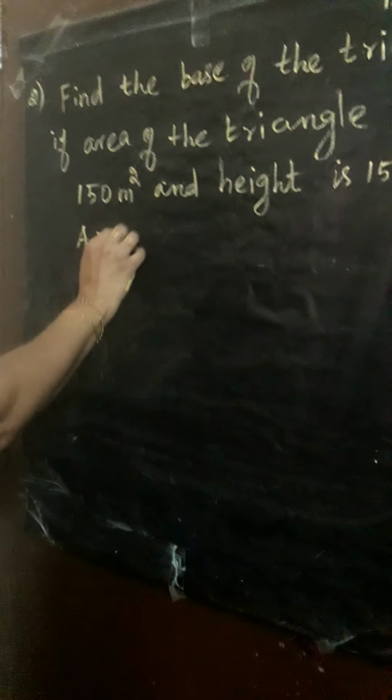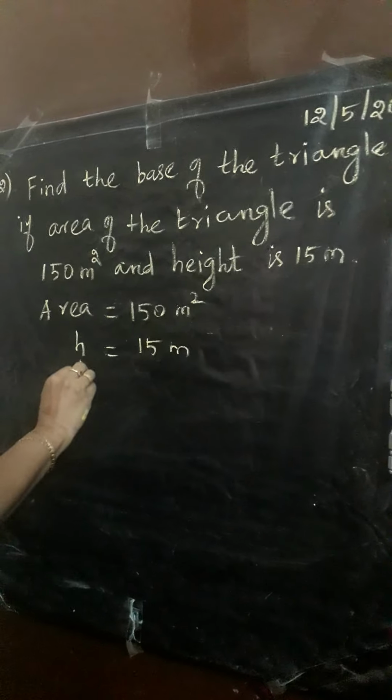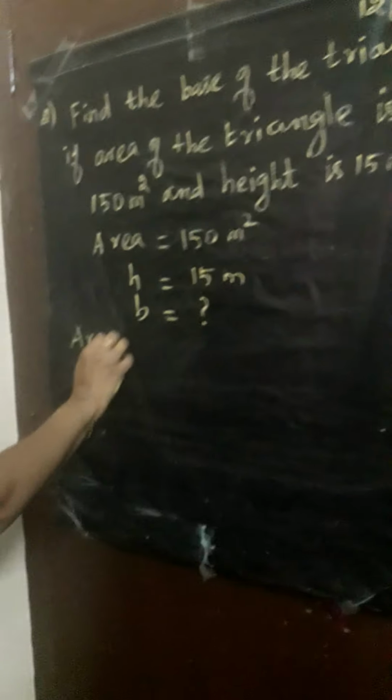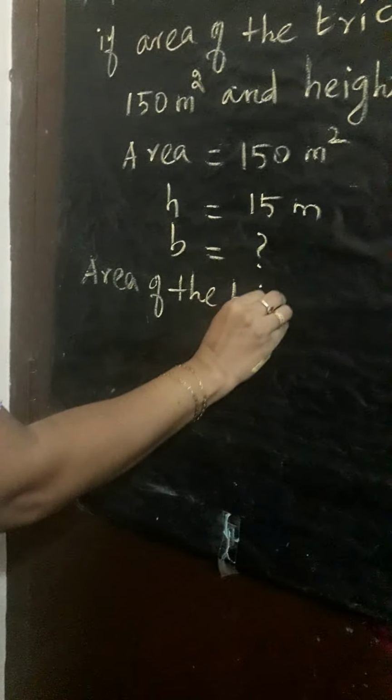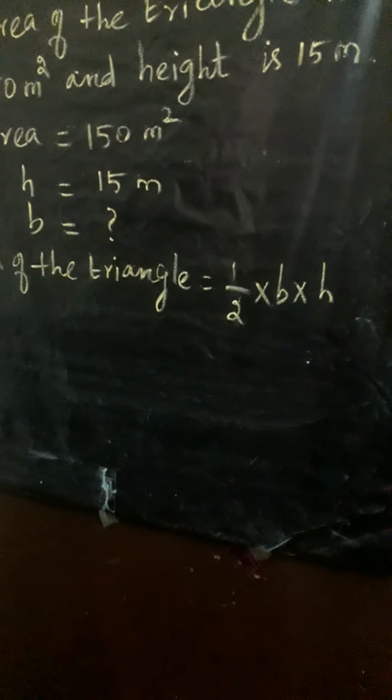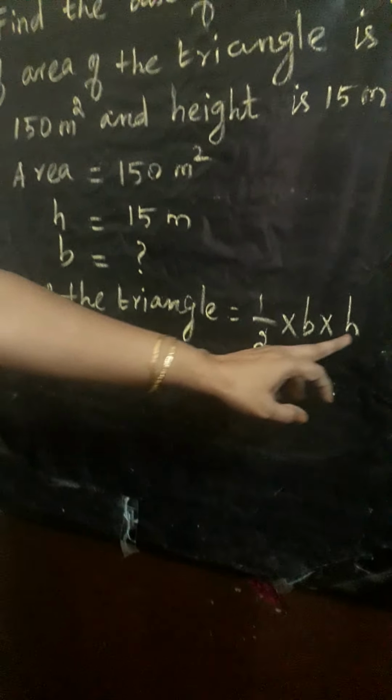Next sum, find the base of the triangle. If area of the triangle is 150 meter square and height is 15 meter. Here given area and height. So area of triangle equal to 150 meter square and height H equal to 15 meter is given. You find the base B. So first you write the formula. What is the formula for area of triangle? Area of triangle equal to half into B into H square unit.